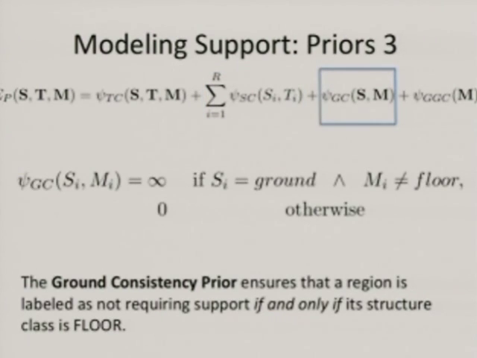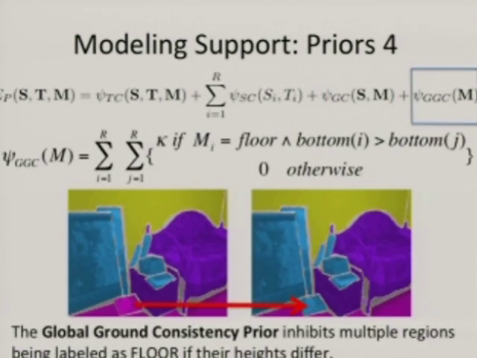We also have a term here which is related to the fact the ground has a sort of special status. So the ground itself doesn't require any support, but that can only be true if the region in question is actually labeled by the structure prediction as being of the floor class. So you can't be a prop. A prop must have support, but if it's labeled as ground, it's okay not to have any other region supporting it.